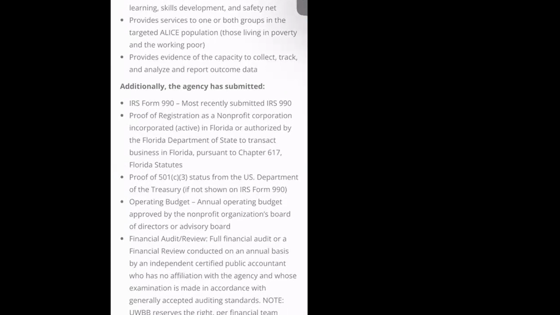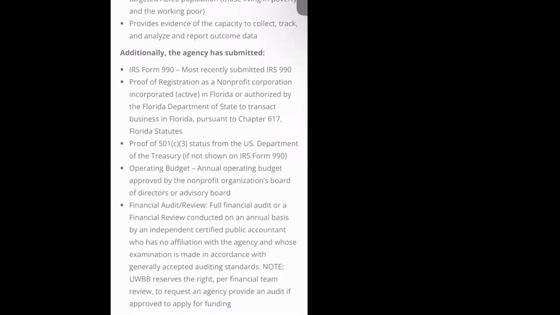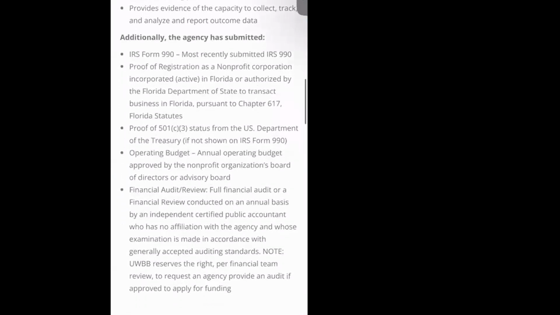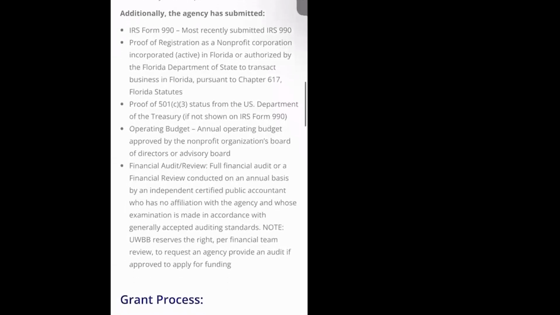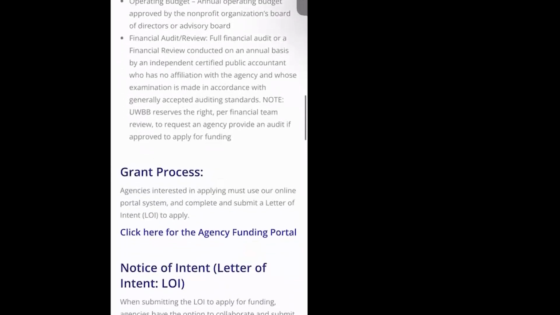They're going to expect you to already submit your 990, proof of registration with the state corporation, your 501c3 document, your operating budget, a financial audit. If you have not already had an audit, you can get one, or you can use the workaround that I told you. And if you have $0, somebody can audit your zero. They just need the documentation.